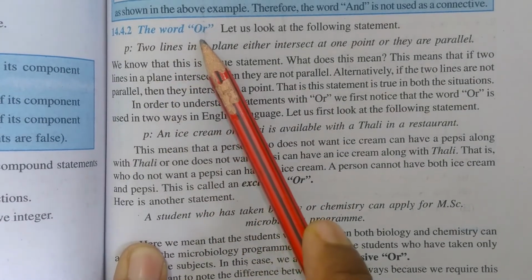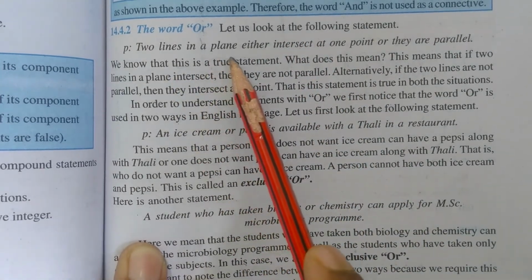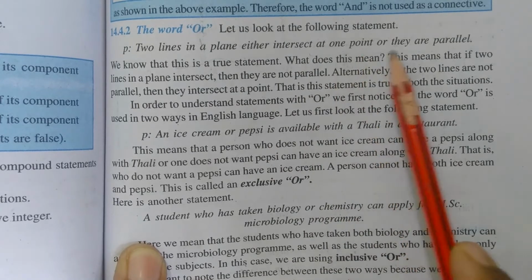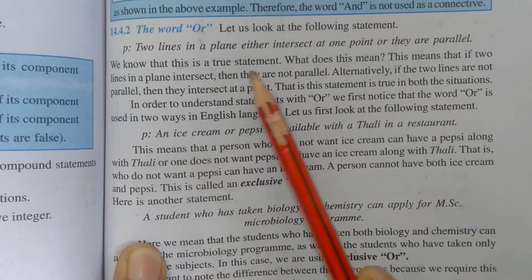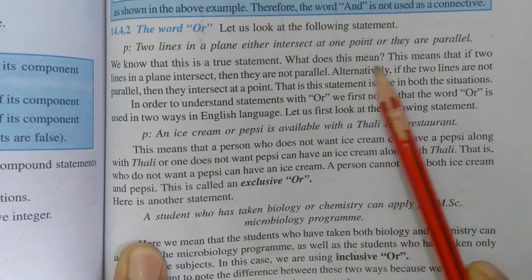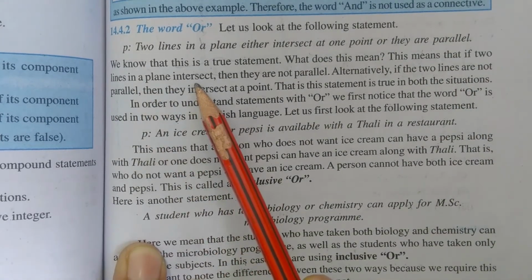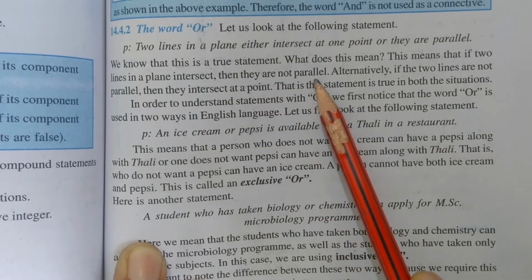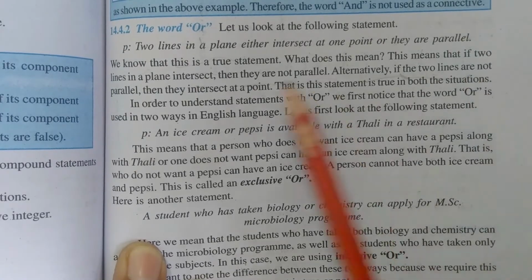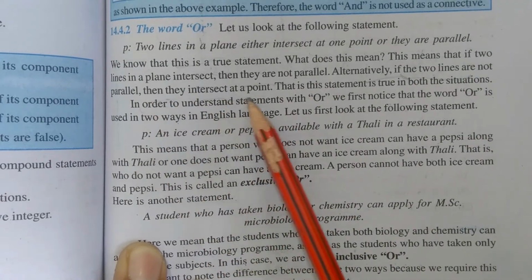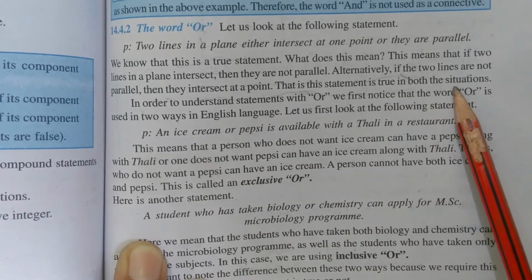Similarly, the word "or". Let us look at the following statement. Two lines in a plane either intersect at one point or they are parallel. We know that this is a true statement. What does this mean? This means that if two lines in a plane intersect, then they are not parallel. Alternatively, if the two lines are not parallel, then they intersect at a point. That is, this statement is true in both situations.